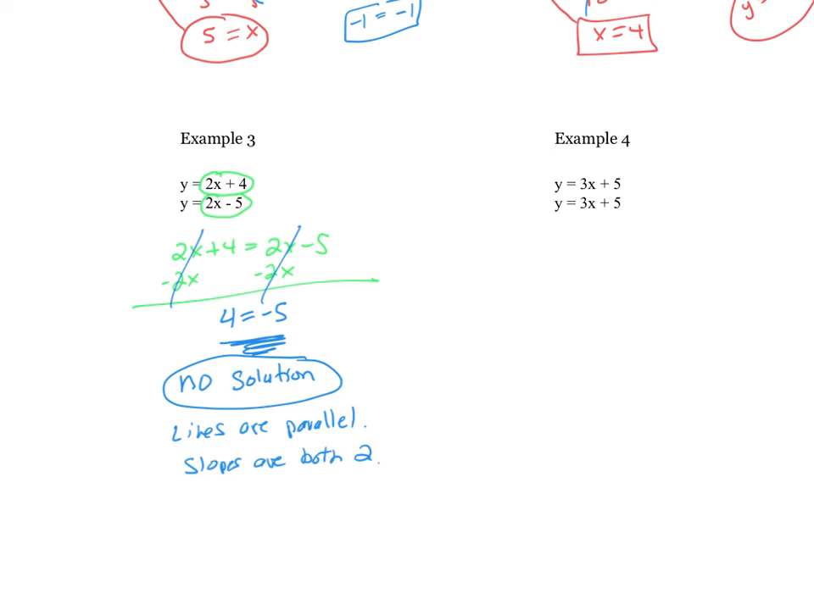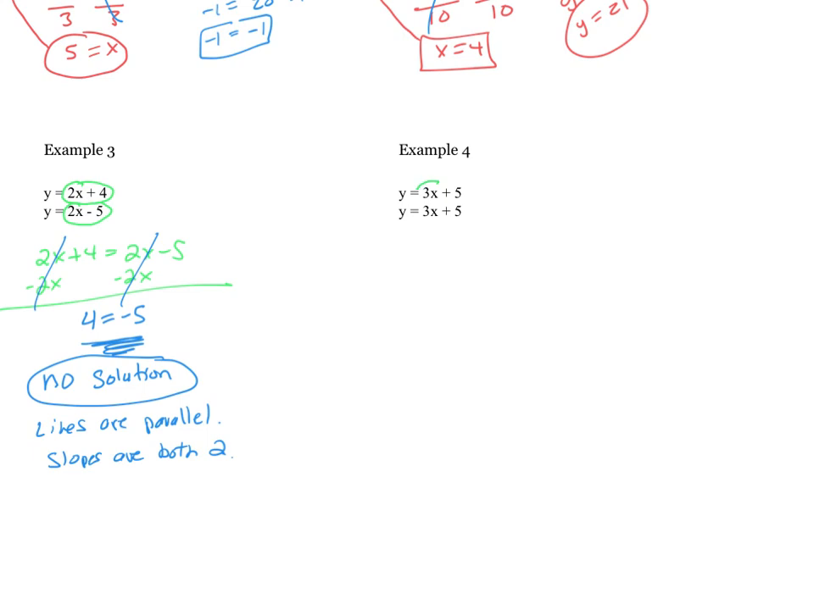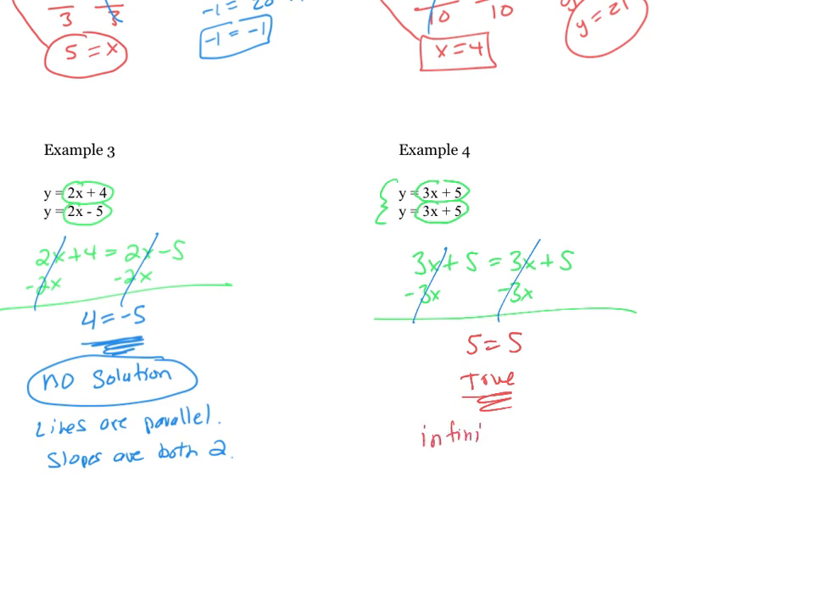For the last example over here, example 4, again, I'm going to set 3x plus 5 equal to 3x plus 5. Some of you have probably noticed already that those are identical expressions. These two equations are exactly the same. So what happens when I solve using the equal value method? Well, I would move the x's together by subtracting 3x. Of course, that cancels. And I'm left with 5 equals 5. Well, that's true, right? 5 does equal 5. So that simply tells us that these two equations are identical, which means that there are infinite solutions.